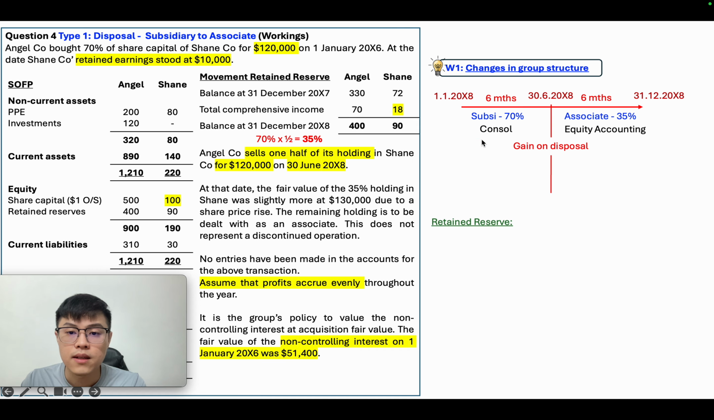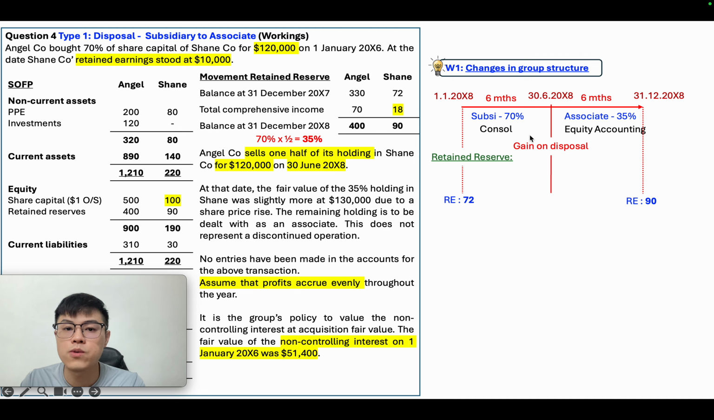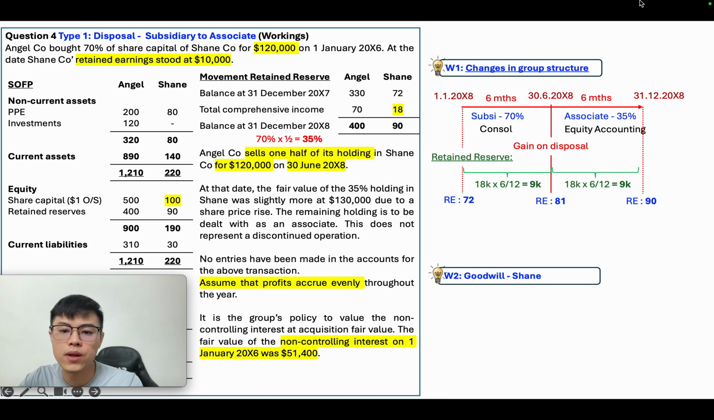So at the beginning, our retained reserve is 72,000, closing at 90,000. So the incremental is our profit, 18,000, for 12 months, and we need to know this 6 months: 18,000 times 6 divided by 12 is 9,000. 72,000 plus 9,000, I will get the retained earning at the date of change, which is 81,000. And plus 9,000, you will get 90,000 at the year end. And this is our whole big picture, and now we are ready to go into goodwill.